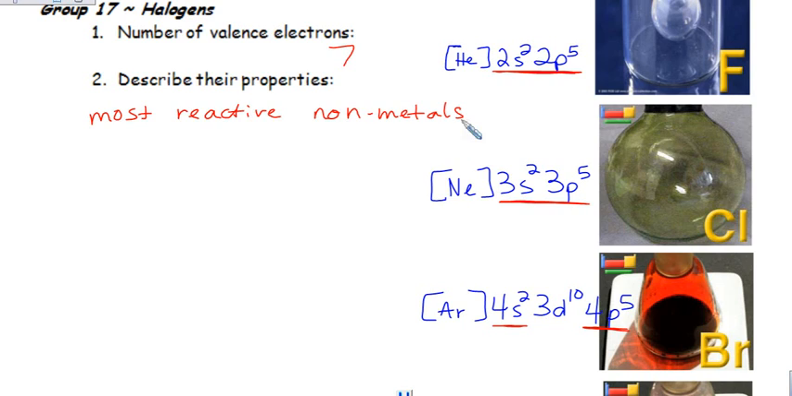Think about sodium and chlorine. It's like a match made in heaven. You have sodium, one of the most reactive metals. The alkali metals are the most reactive metals. Chlorine is one of the most reactive nonmetals. Very common compounds, very stable compounds.